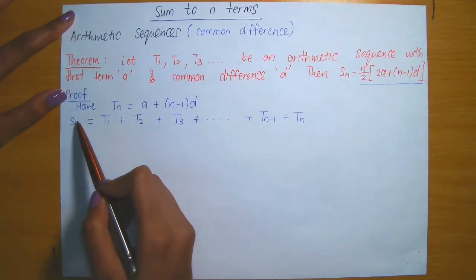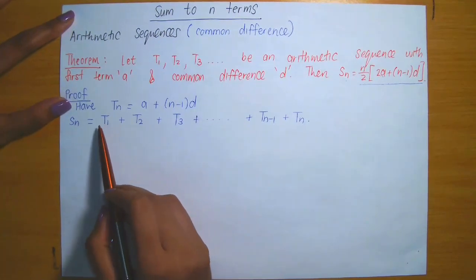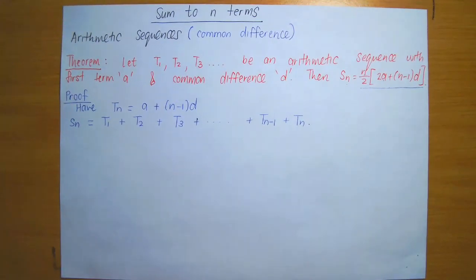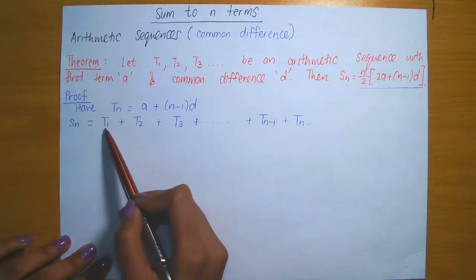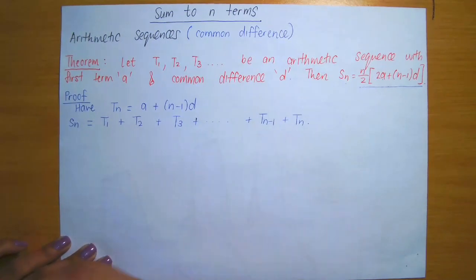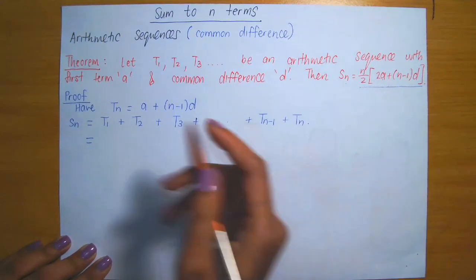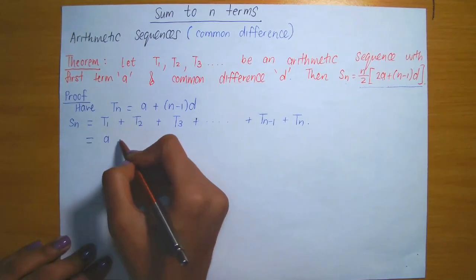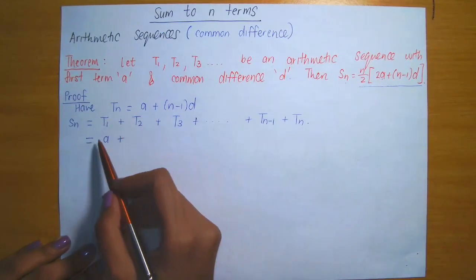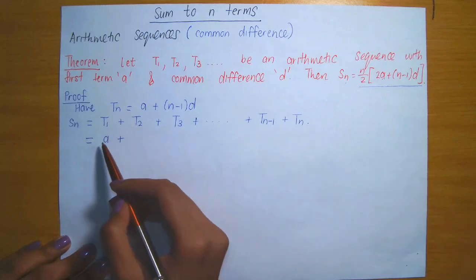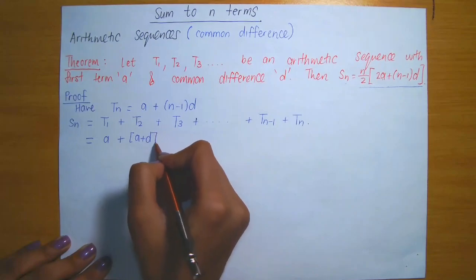Right, so what strategy did Gauss then use? Gauss decided to write down and express the sum to n terms in two ways. The first of which is what I've written down. He wrote the sum in ascending order from T1 up to Tn. So let's further unpack T1 to Tn. We know that term 1 is A, right? So what is term 2? Remember, there's a common difference, so it should be A plus D. So it's term 1 plus the common difference, D.